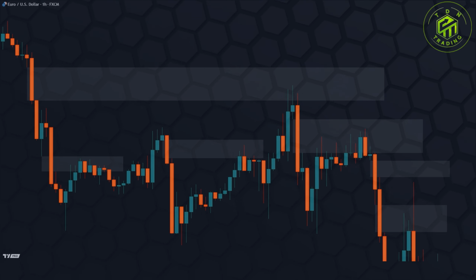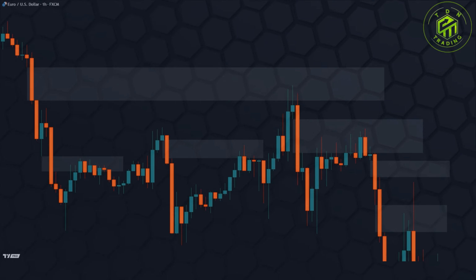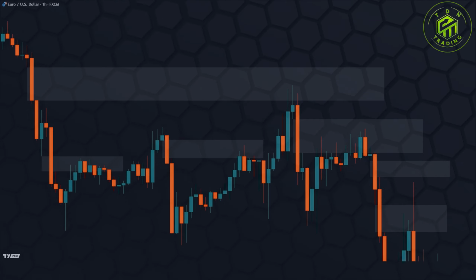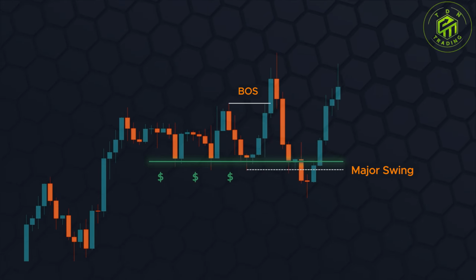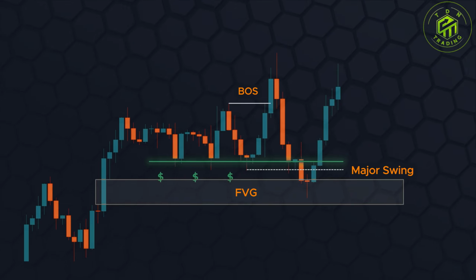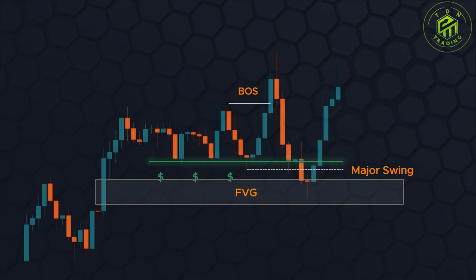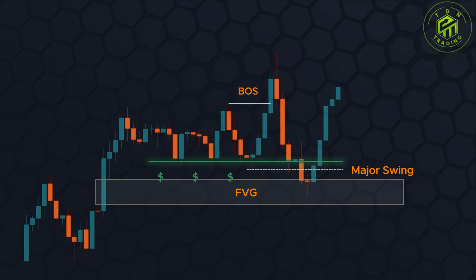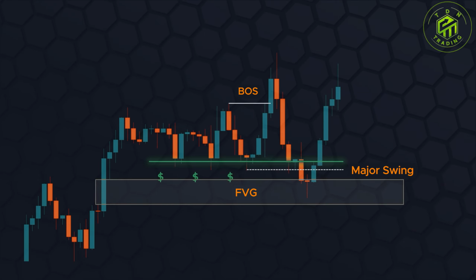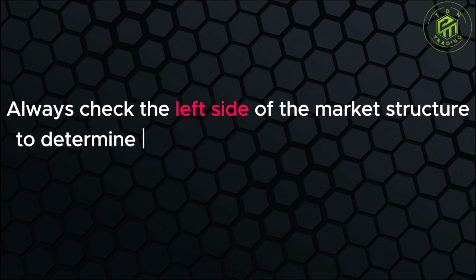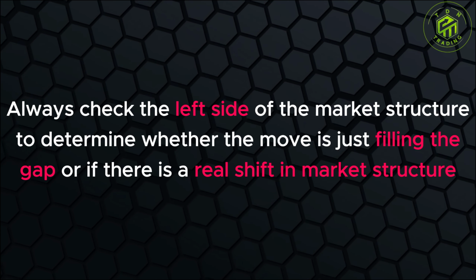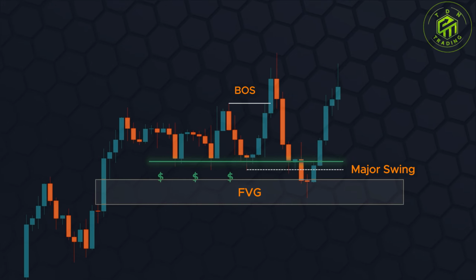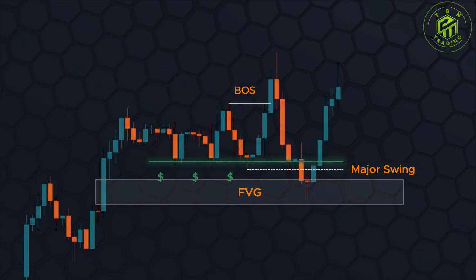With that said, let me show you how the mitigation of a fair value gap area can violate a change of character. If we return to the previous example and look at the left-hand side, you can see that there is an unmitigated fair value gap exactly below the major swing. In cases like this, the price usually pulls back to the fair value gap zone to regain balance, which does not indicate a true reversal. It's important to check the left side of the market structure to determine whether the move is just filling the gap, or if there's a real shift in market sentiment. This helps avoid false signals and ensures you're trading in alignment with the broader market direction.